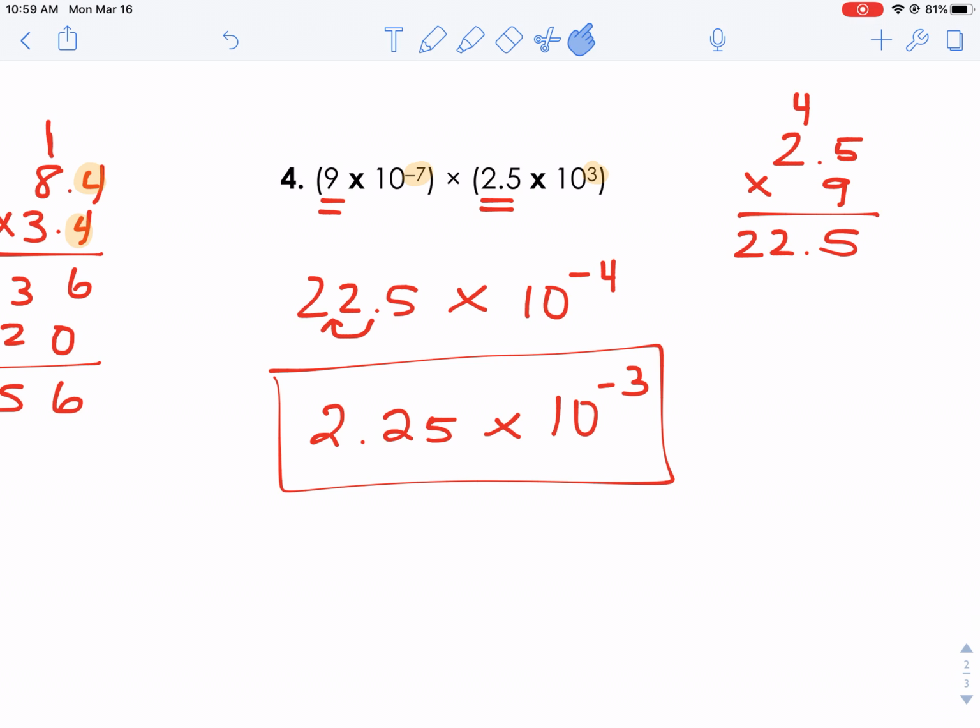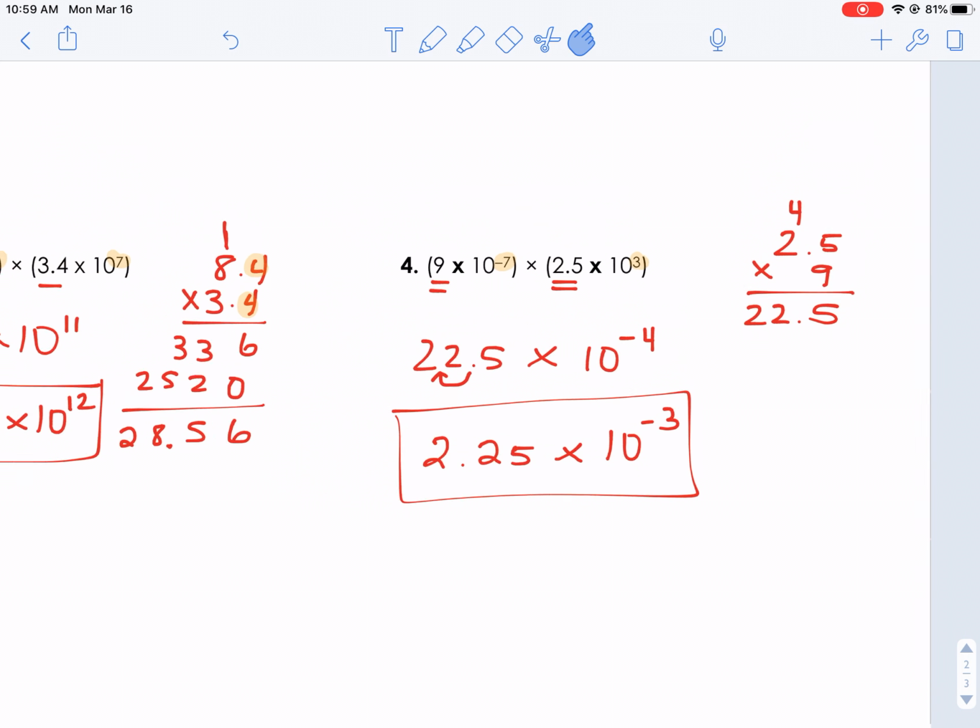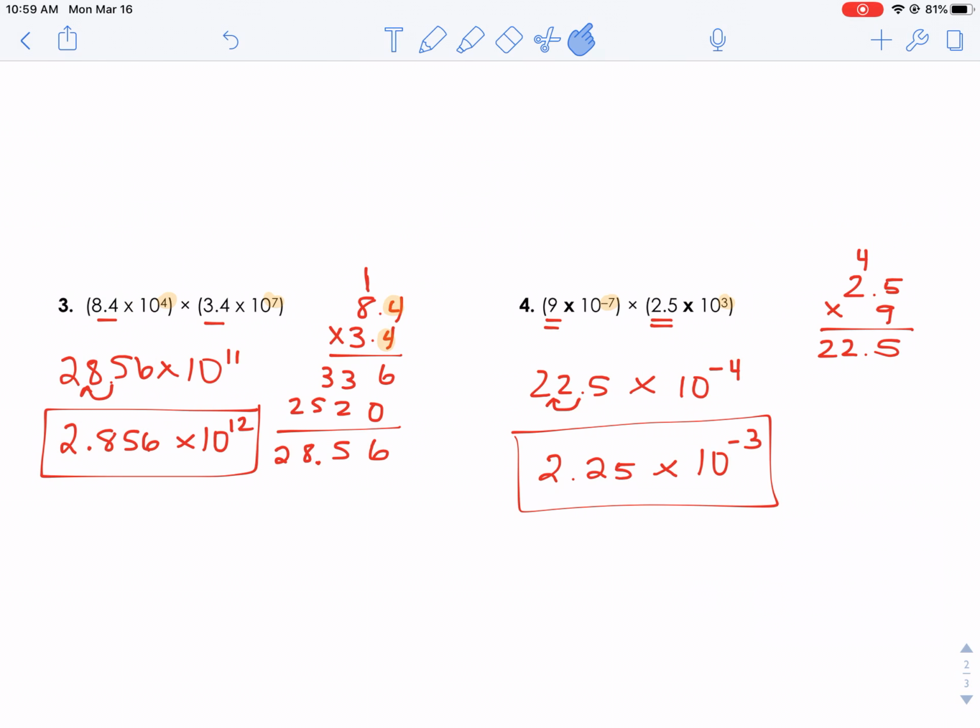This skill is a little bit trickier than some of the things we had done in the previous lesson. So please, again, if this is confusing, watch the video again. And you can also look at the video examples in the book to help you out as well.